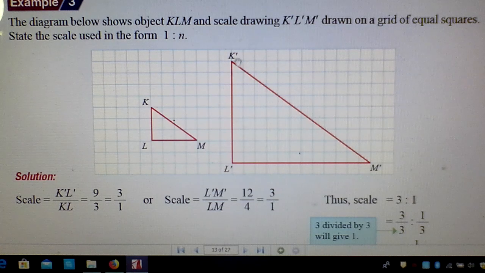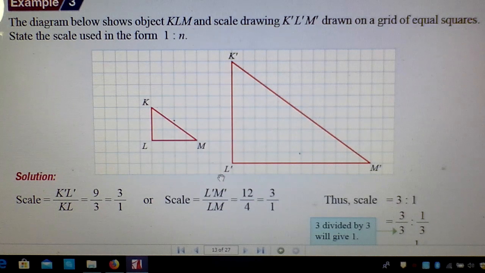For K prime, L prime here, how many units? 1, 2, 4, 6, 8, 9. So 9. Then KL here is 1, 2, 3. Then the scale becomes the measurement of the drawing, 9, divided by the measurement of the object, 3. So 9 divided by 3, so we get 3 to 1. Never mind, later we simplify.